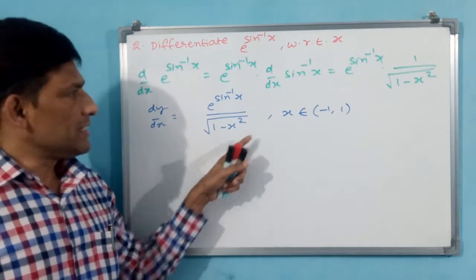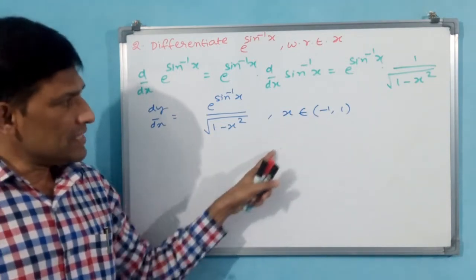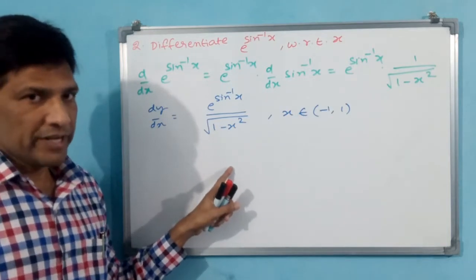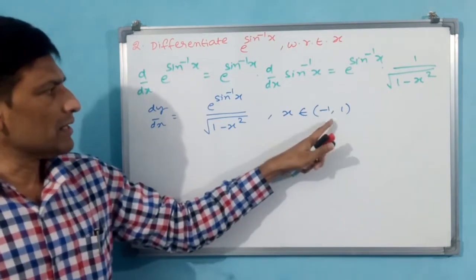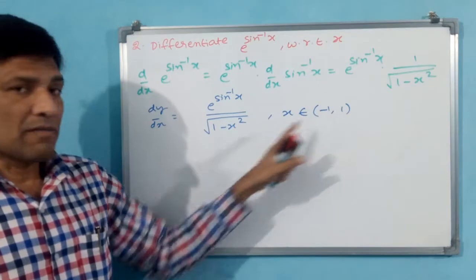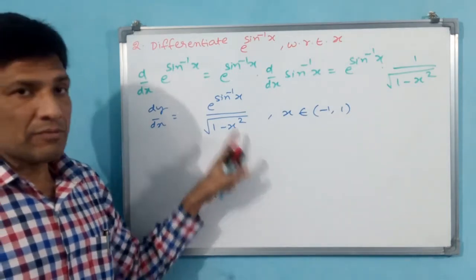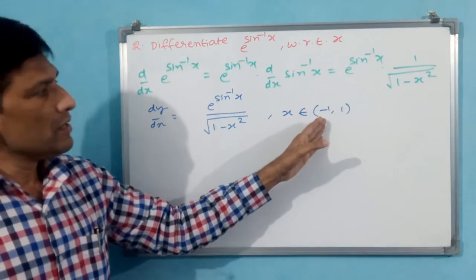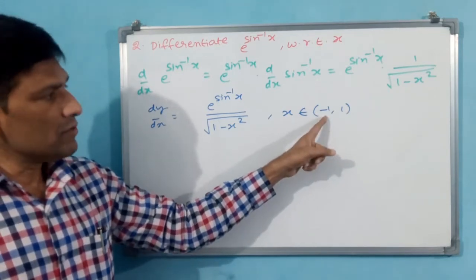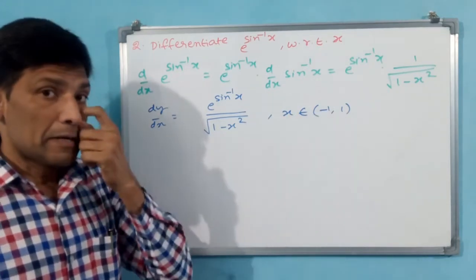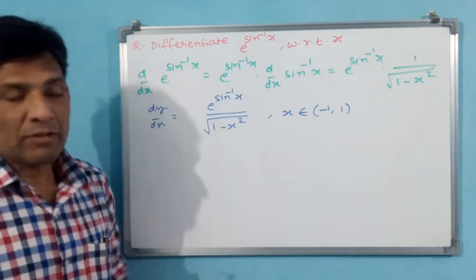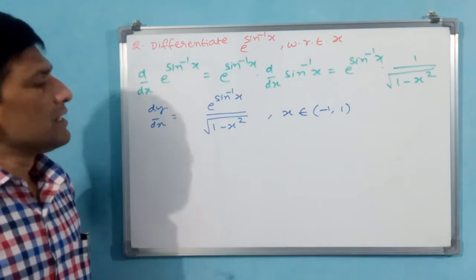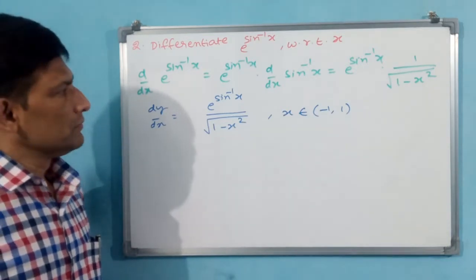Why? Because if x is less than minus 1 or greater than 1, again a real root will not come. That is one thing. Second, if minus 1 or 1 comes, automatically this is going to become 0 and undefined will come. That is why x should not be less than or equal to minus 1 or greater than or equal to 1. It should be between minus 1 and 1. Okay. Like this you write and close.